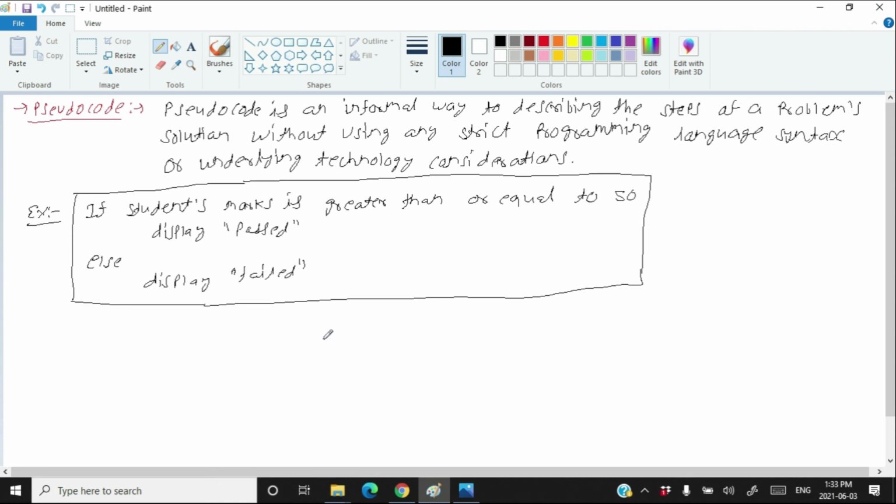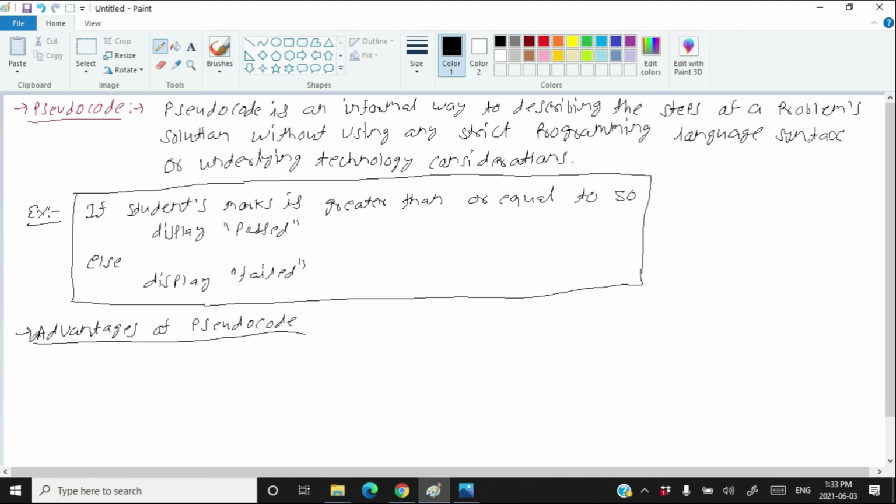What are the advantages of pseudocode? There are many advantages of pseudocode. The first one is it uses language similar to everyday English, thus it is easy to understand. Pseudocode is just like English-like language.